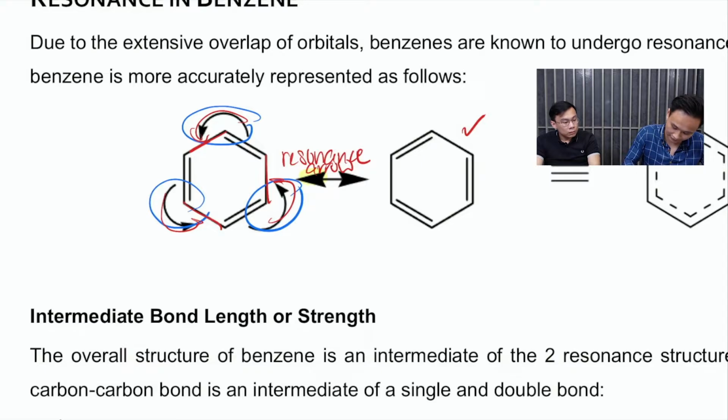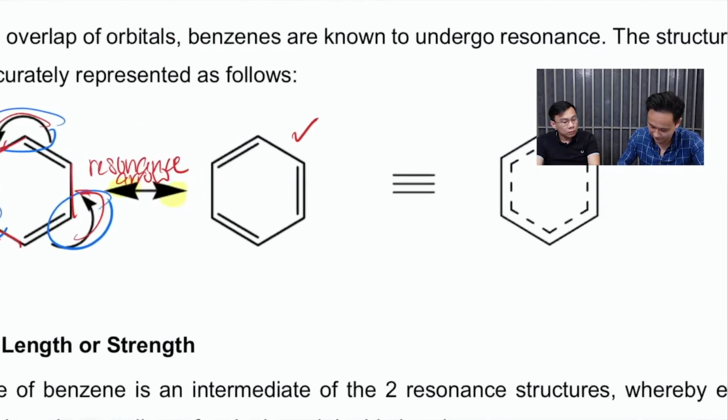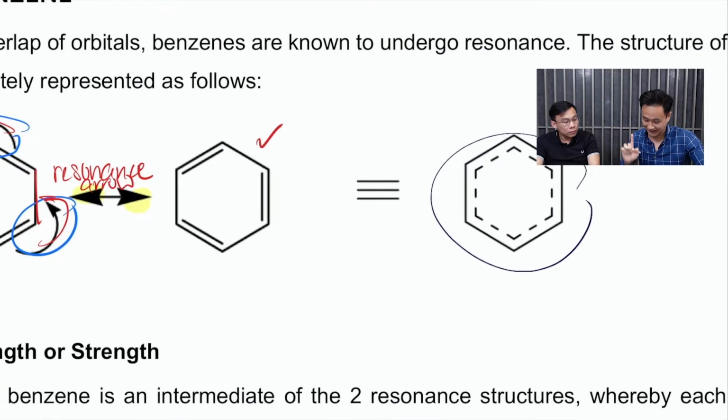Take note, guys, it's double-headed. And this is how benzene looks like. Can you imagine, in exam, if you have to draw benzene like this and you have to draw it dotted, dotted, dotted, dotted, oh my god, I think you'd be frustrated. Yeah. How would you draw it then?